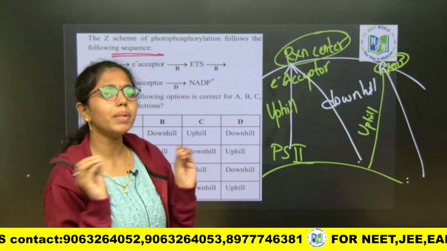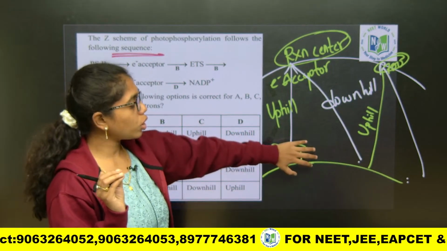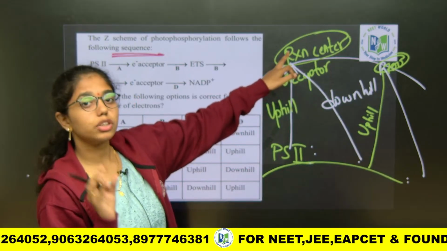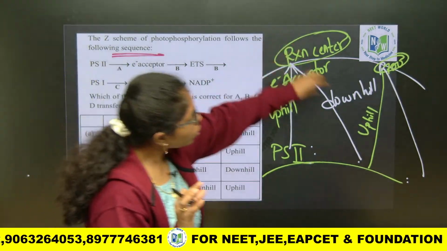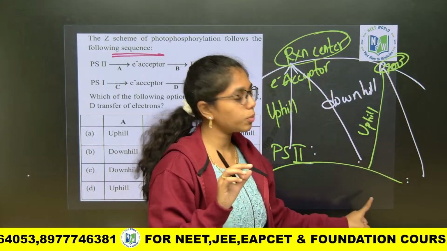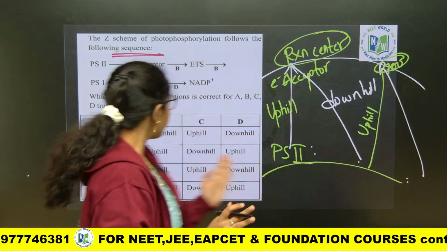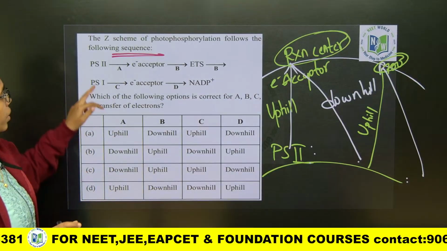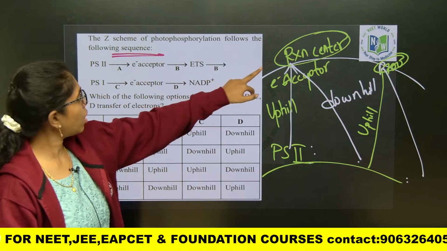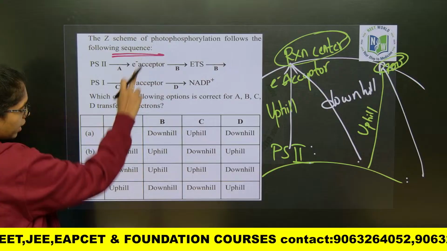Uphill, just simply remember, beta: from the photosystems to the reaction center, the electron transport will be uphill. To the protein molecules, the electron transport will be downhill. That's it. Now you solve this question, it will be easy for you. So from PS2 to the electron acceptor or reaction center, it is uphill.